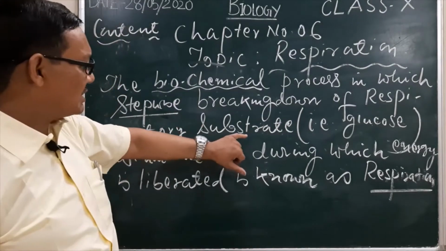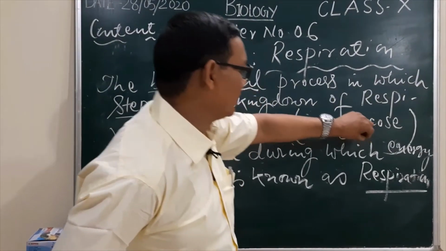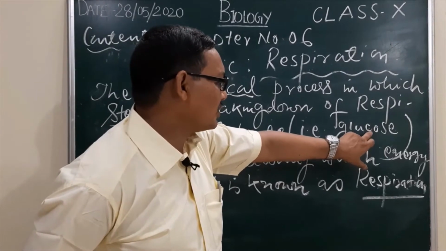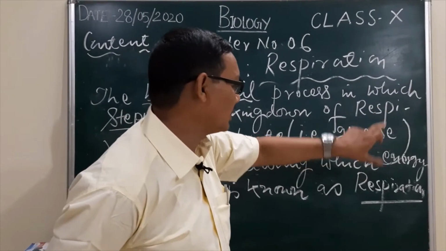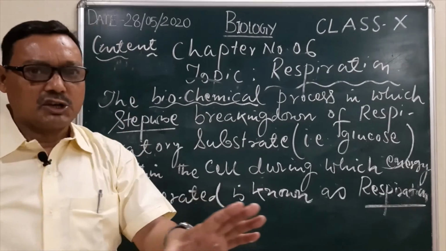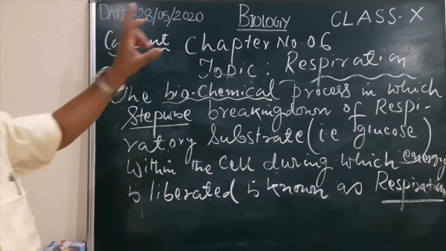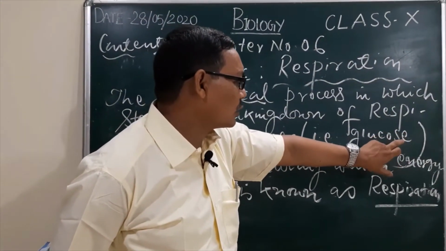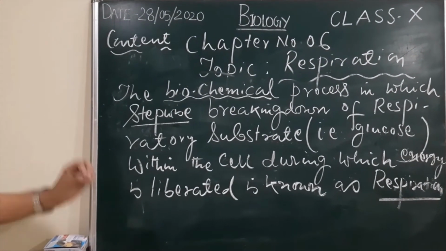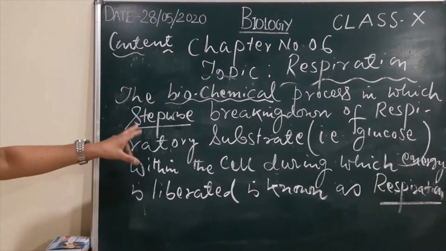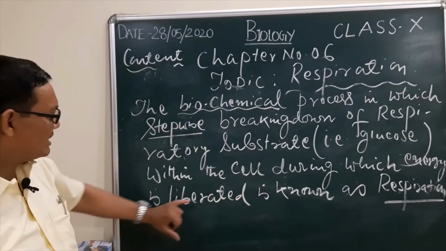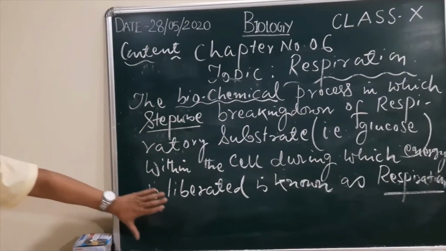Breaking down of respiratory substrate. I have not directly written glucose or the food molecules. I have written respiratory substrate because you should understand that during respiration, the glucose molecule which will go for oxidative breaking down is known as the respiratory substrate. The chief respiratory substrate in living organisms is glucose, for both plants and animals. There may be possibilities that protein, fat, etc. also act as a respiratory substrate. So, here you may know what the respiratory substrate is. Within the cell during which energy is liberated is known as respiration. So, this is the definition of respiration.